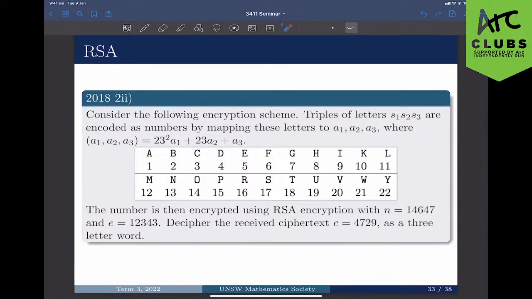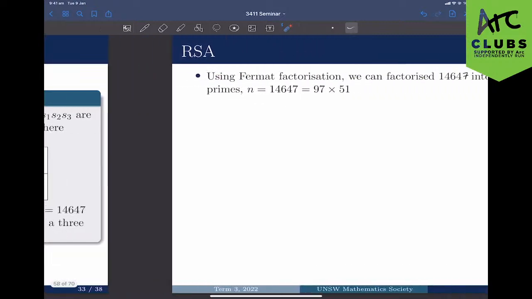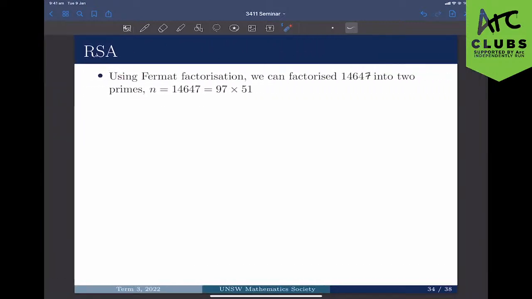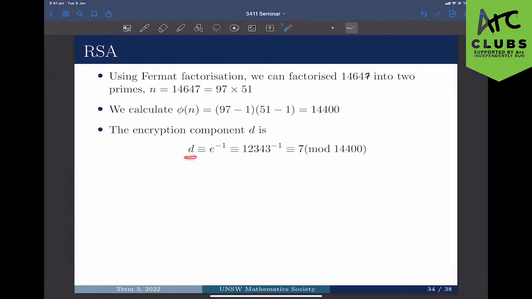So we receive the encrypted message, which is 4729. And if we remember, to decrypt it, we're going to raise it to the power of d mod n. So first, we have to be able to factorize this big number into 2 primes. And since that's chapter 5 stuff, I'll just give you the result. So we can factorize n into these 2 primes. And then we calculate phi of n, which is straightforward. And we calculate d, which is e inverse. So we were given the value of e, and now we know phi of n.